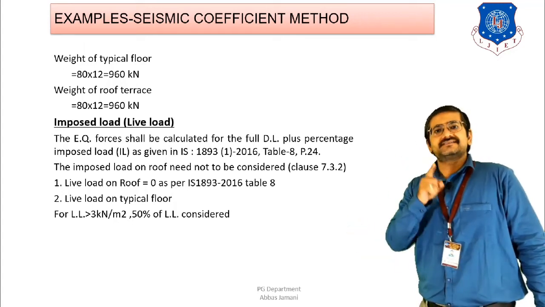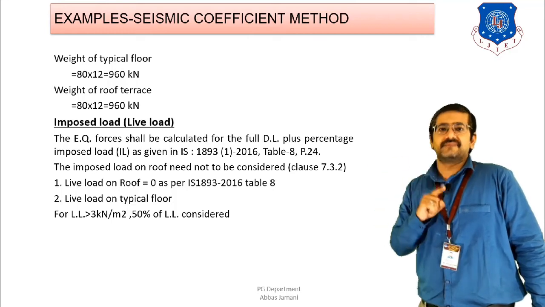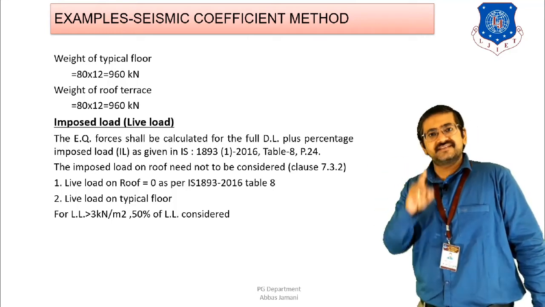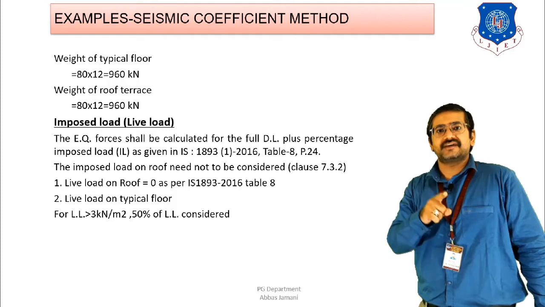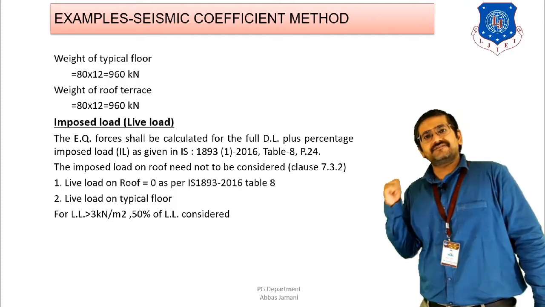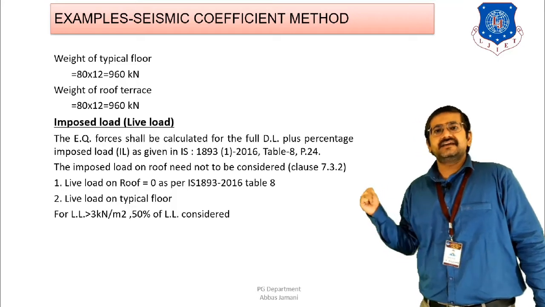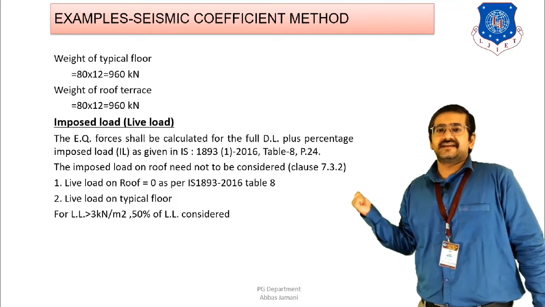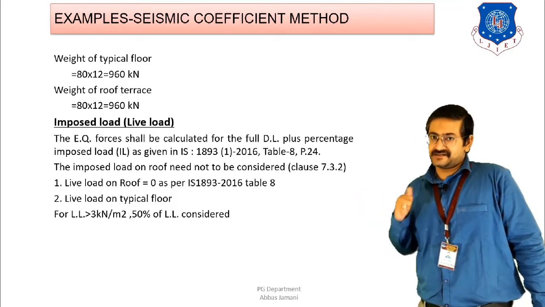In an actual case the live load is always going to be there because the movement of the public is going to be there. So when you are going to design the slab or the beam, there you have to consider dead load and live load, both. But for calculation of earthquake forces and seismic weight, the code is telling that the live load on the roof is not to be considered, right?